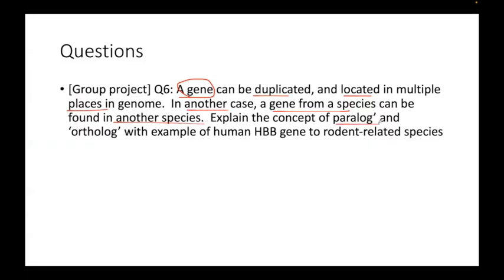So can you try to explain the concept of a paralog and also ortholog, with the example of the HBB gene to the rodent related species? I wanted you to go beyond the concept: in the HBB gene, this part is duplicated to this specific rodent-related species, like, for example, a squirrel, not the mouse, and then in this region. Can you get that kind of detail?